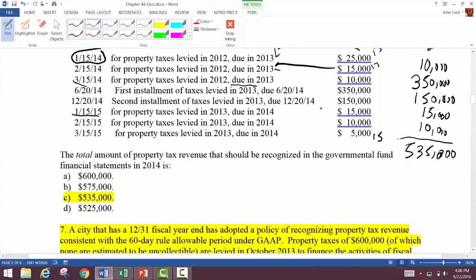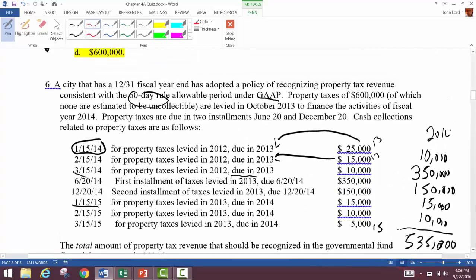A city has a 12/31 fiscal year end, has adopted a policy of recognizing property tax revenue consistent with, and it's not a 60-day rule. It's a guideline, and I think it's the GFOA that talks about that. So there's no 60-day rule in GAAP. They should not say that. Okay. I don't like that.